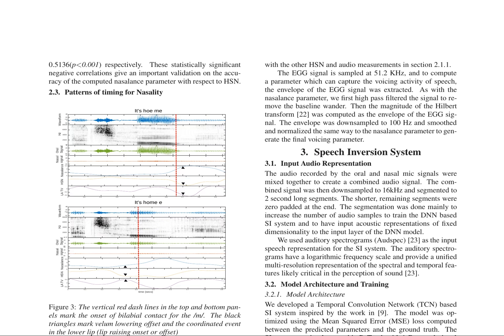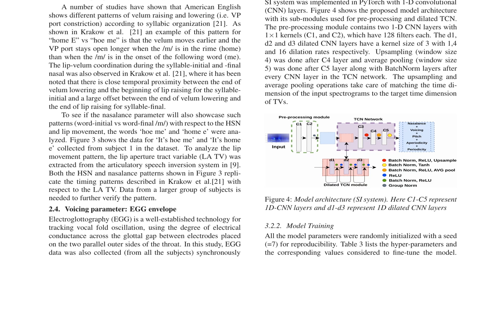The study also extracts the voicing parameter from the electroglottography (EG) signal, using the envelope of the EG signal to capture voicing activity. The speech inversion system used to analyze the audio signals takes the combined audio signal from oral and nasal mic signals, downsamples it to 16 kHz, and segments it into 2-second-long segments. The input audio representation is then converted into auditory spectrograms (AudSpec), to provide a unified multi-resolution representation of the spectral and temporal features of the audio signal.